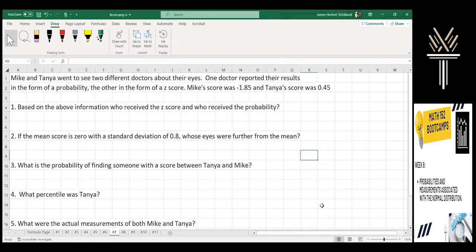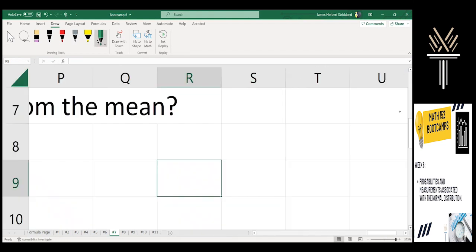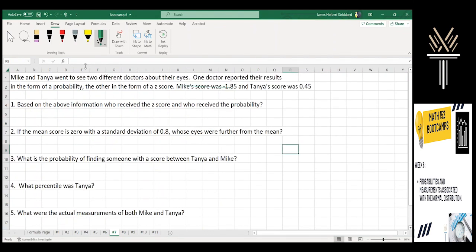Okay. So we're being asked to figure out which of these, sorry about that, I clicked the zoom button by accident, 1 second. There we go. Which of these represents a z-score and which one represents a probability?